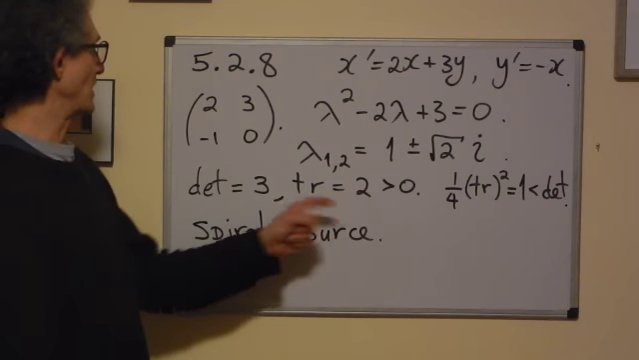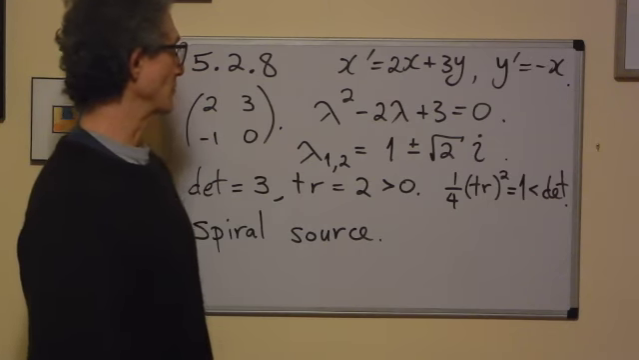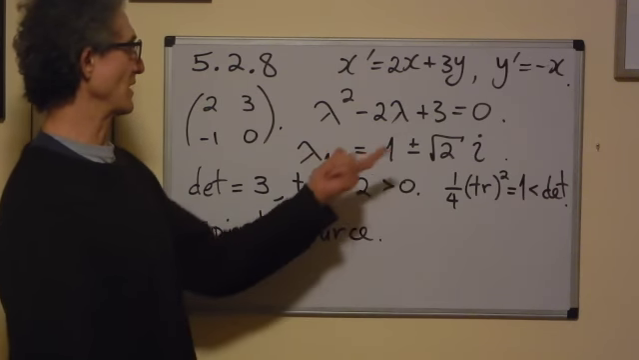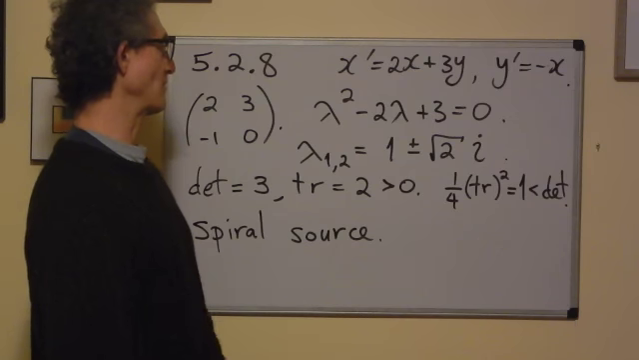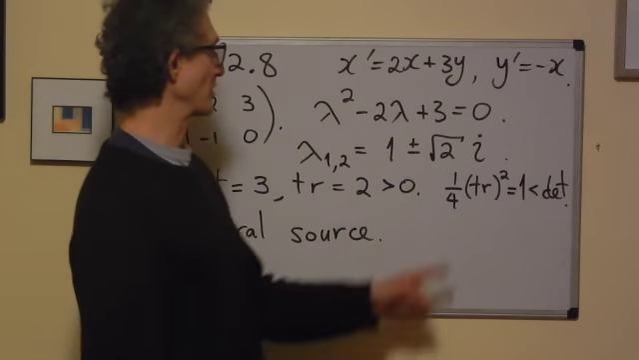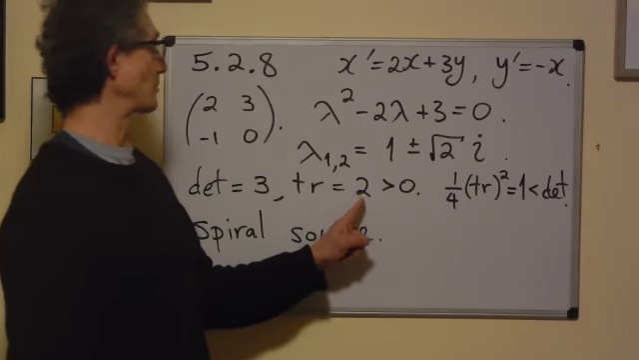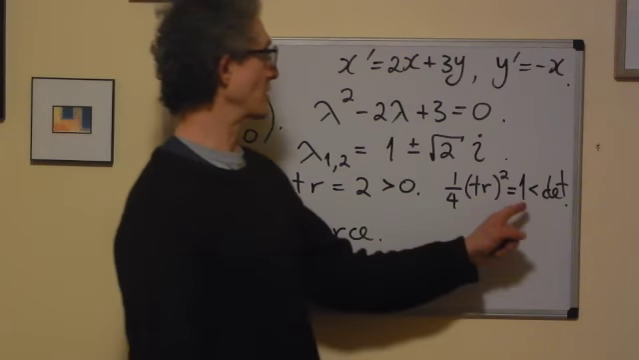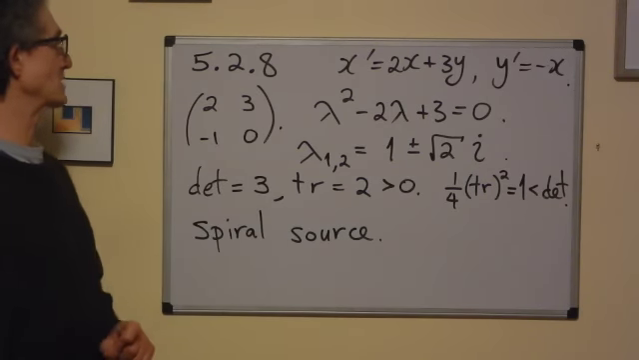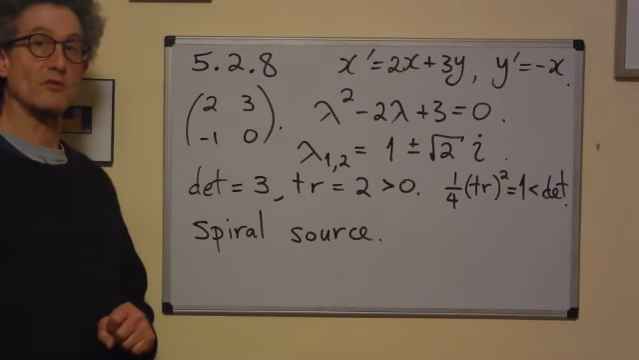So the trace is positive, the determinant is also positive, which of course tells us that the two eigenvalues either have the same sign or their product is positive one way or the other. A quarter of the trace squared is a quarter times 4, so that's 1. That's actually less than the determinant, so this tells us that it's a spiral source.